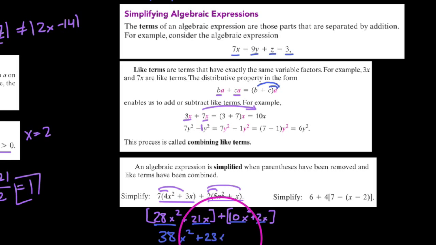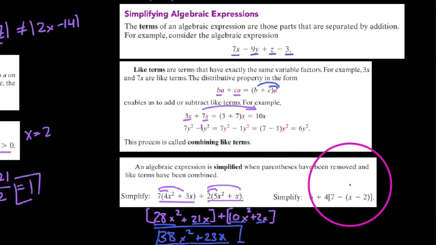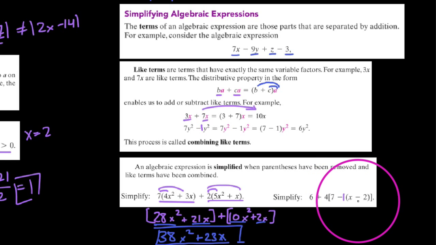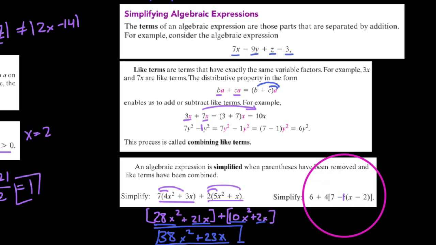And this would be a simplified expression because we've carried out all operations that can be carried out. There's no parentheses and we've combined like terms. This one over here, I do want to look at this. It's very important that we do because order of operations, at least, would indicate that we start at the innermost set of parentheses here. So we say x − 2. Now there's nothing to do in here.